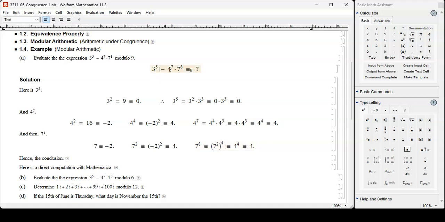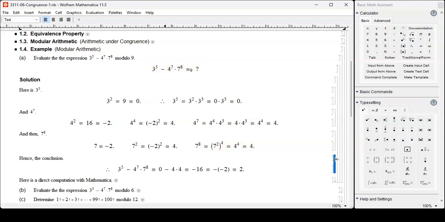So what do you have? 0, 4, 4. Yeah? 0 times 4, 0 minus 4 times 4, so negative 16. But 16 is congruent to negative 2, so this is negative of negative 2, back to 2.